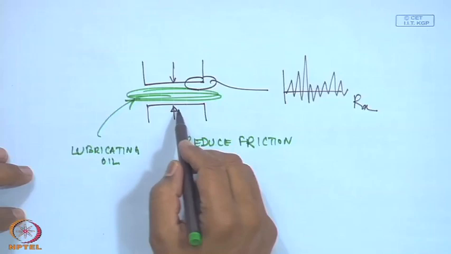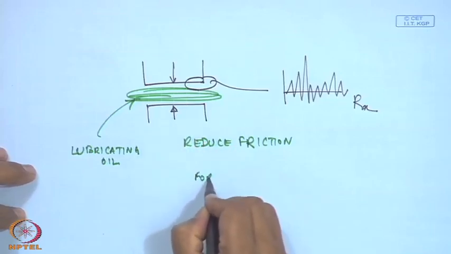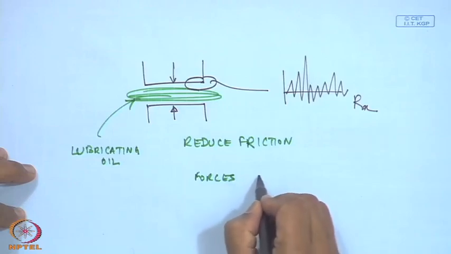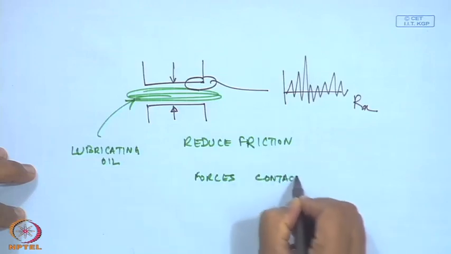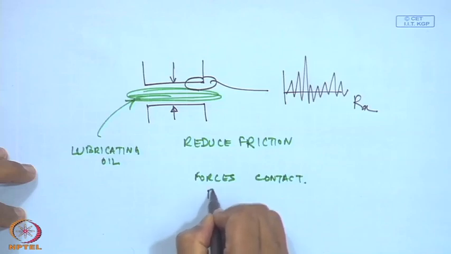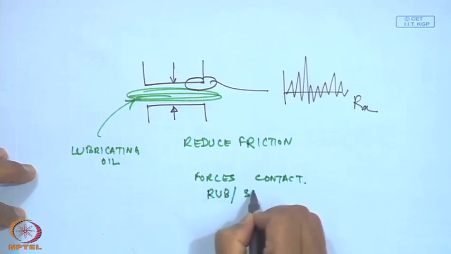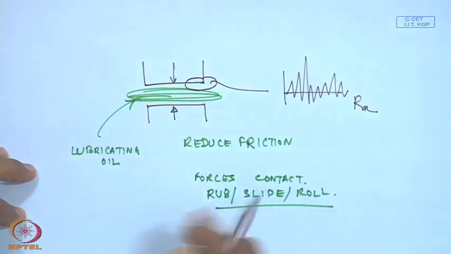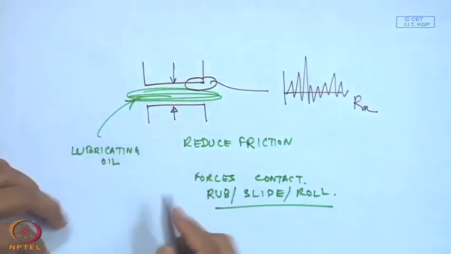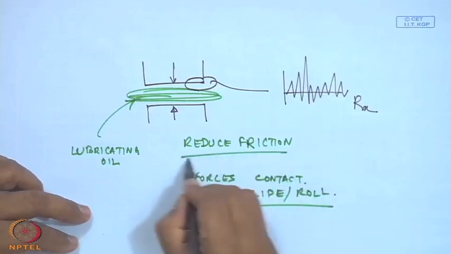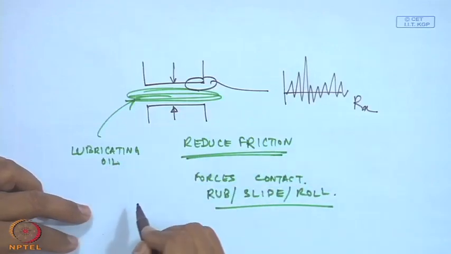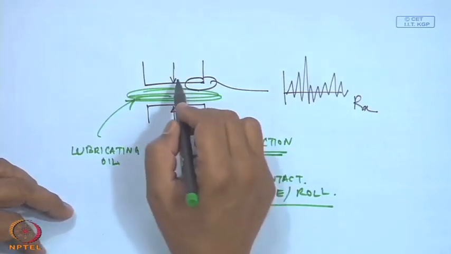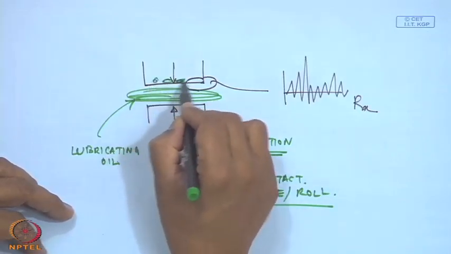Now, because of forces which are responsible for the contact, these surfaces could rub against each other, they may slide, they may roll, and this is how the two surfaces meet. So, to reduce friction, we need to give lubricating oil. Now, during the course of the operation of the machine, what happens? These particles will wear out.